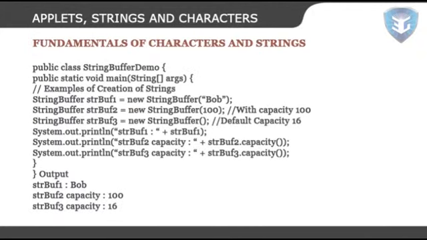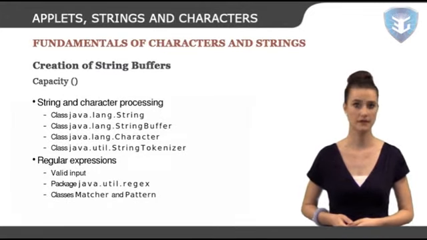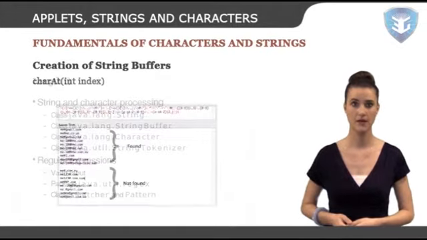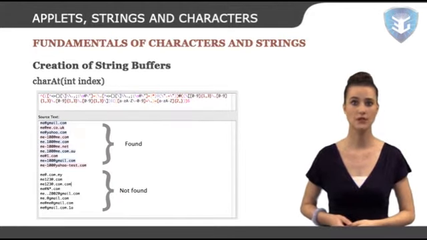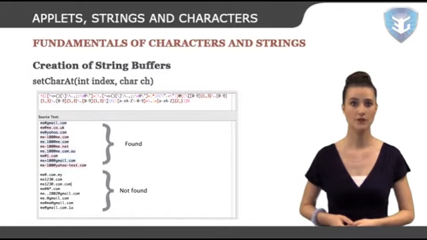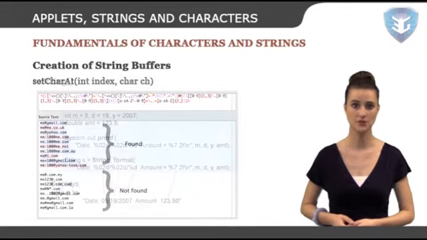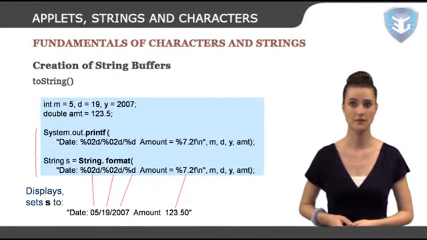Here we will talk about StringBuffer functions. Some of the basic StringBuffer methods are: 1. capacity method. Returns the current capacity of the StringBuffer. 2. length method. Returns the length, character count, of this StringBuffer. 3. charAt method, int index. The specified character of the sequence currently represented by the StringBuffer, as indicated by the index argument, is returned. 4. setCharAt method, int index, char ch. The character at the specified index of this StringBuffer is set to ch. 5. toString method. Converts to a string representing the data in this StringBuffer.